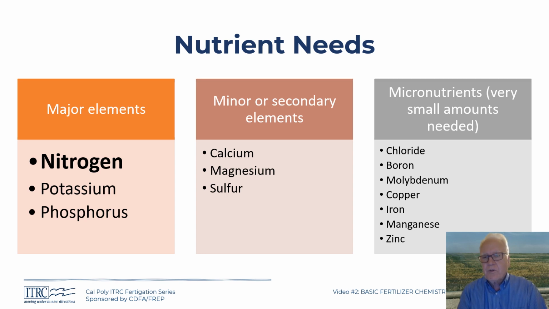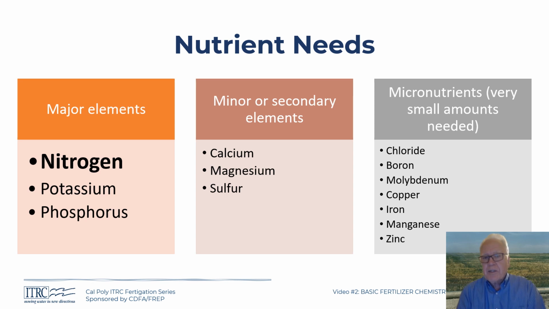First of all, we sort of categorize nutrients into three groups. There are major elements, and if you notice, nitrogen is a big one. If a farmer's going to inject anything, it will be nitrogen. And then they generally move on to things like potassium and phosphorus.